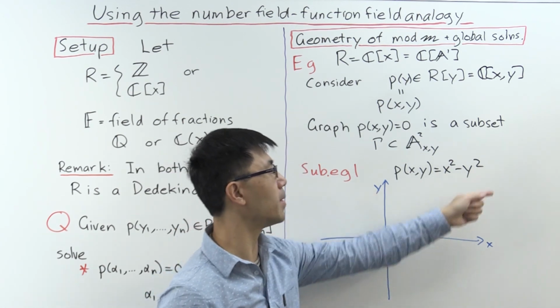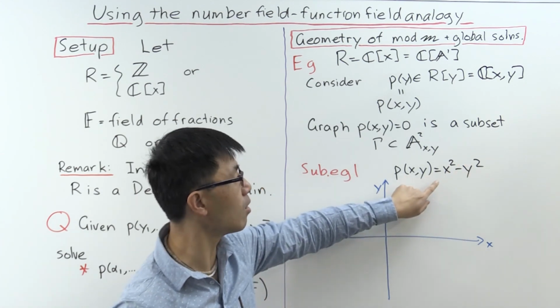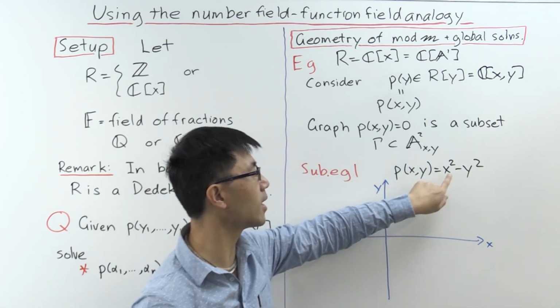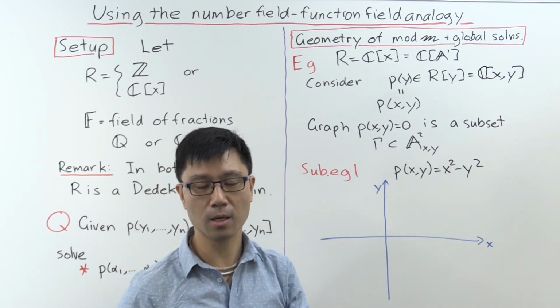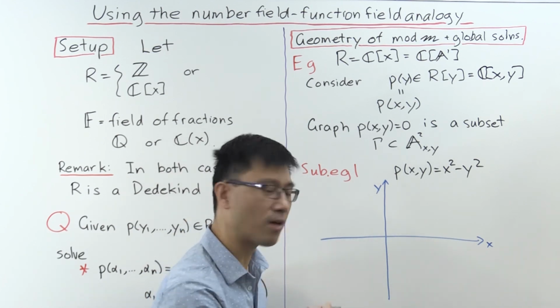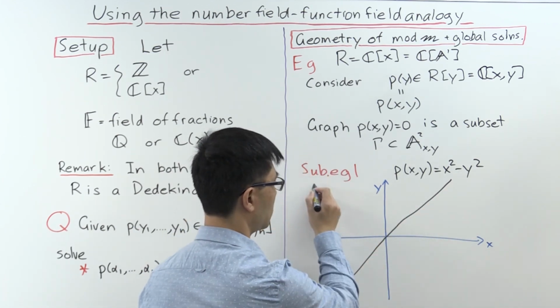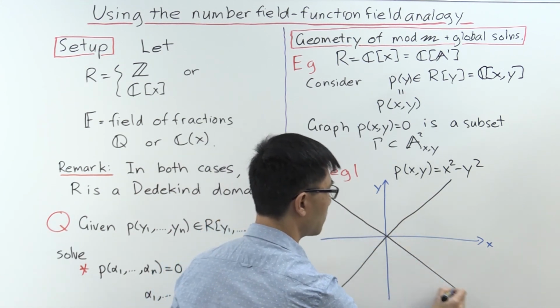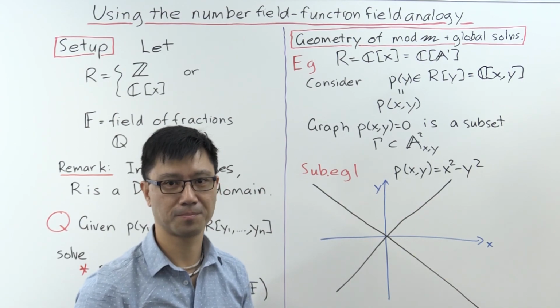Okay, but now we can graph this in the xy plane, and it's easy to graph when this is equal to 0. Okay, if x squared minus y squared is 0, then x squared equals y squared. So either you have y equals x or y equals minus x. So let's graph them in here. So that's the graph gamma that we're looking at.